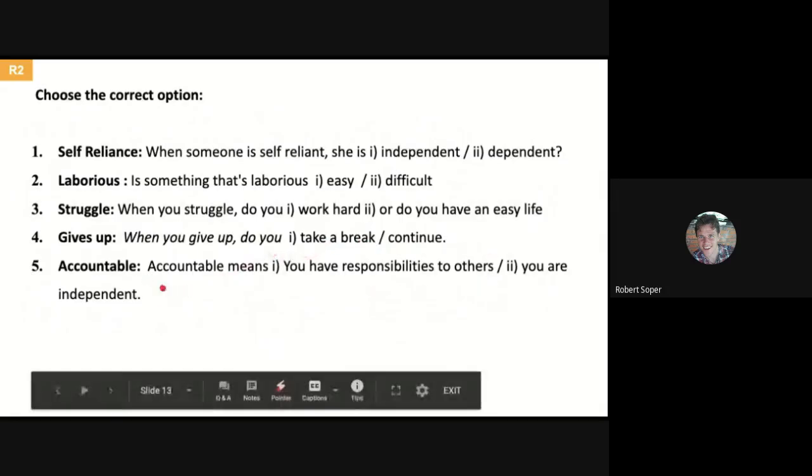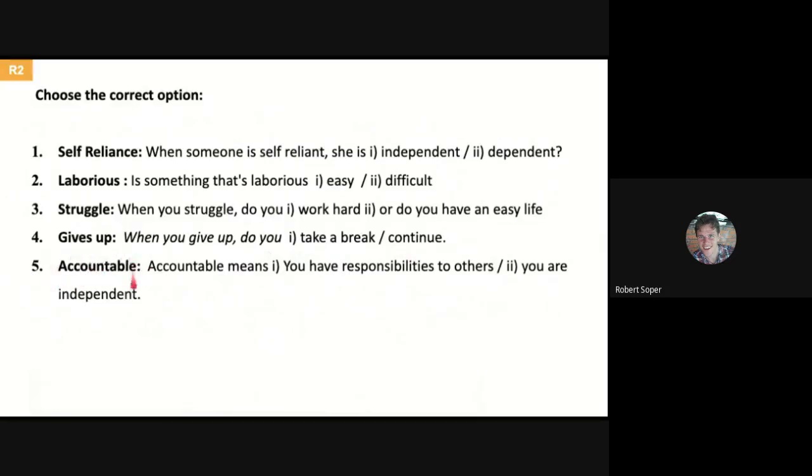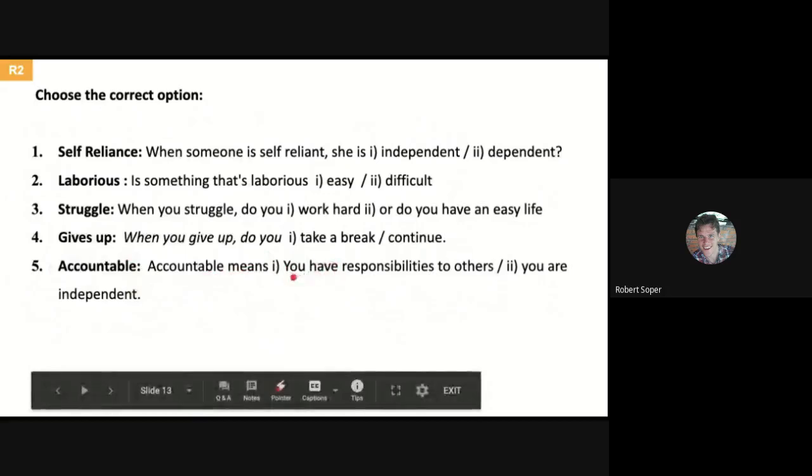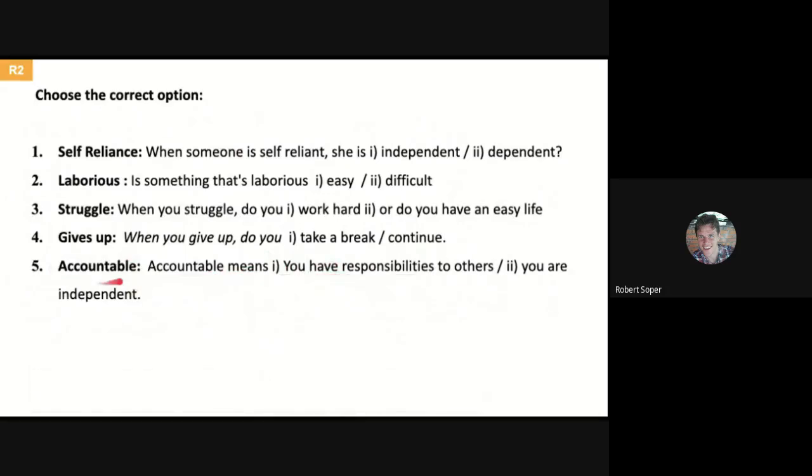Some clever students might have realized that you can be independent and still accountable to other people, and that's true. But here we have an exact synonym. You have responsibilities to others. So that basically means accountable.